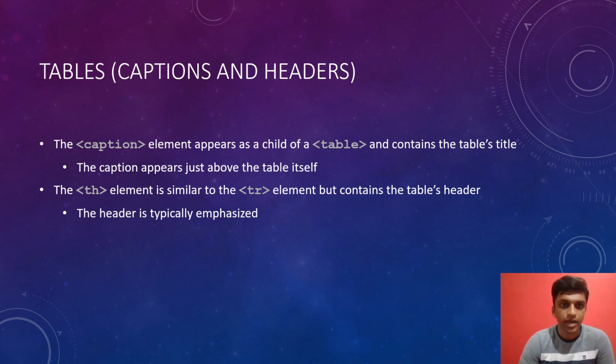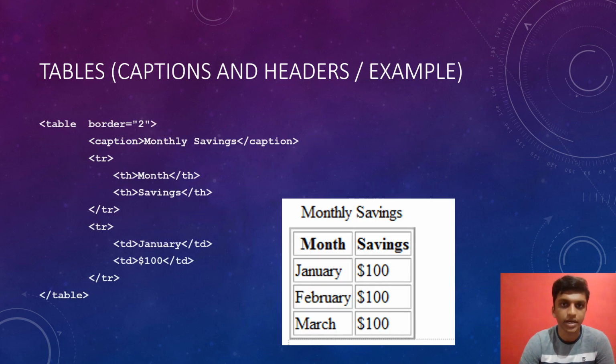Tables. The caption element appears as a child of a table and contains the table's title. The caption appears just above the table itself. The th element is similar to the td element but contains the table's header. The header is typically emphasized. Let us see the example for captions and header.